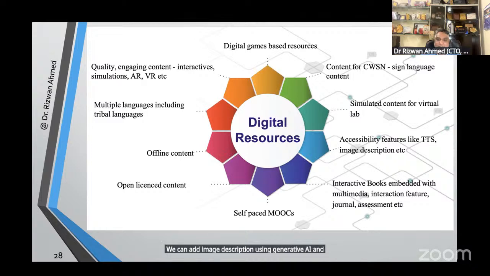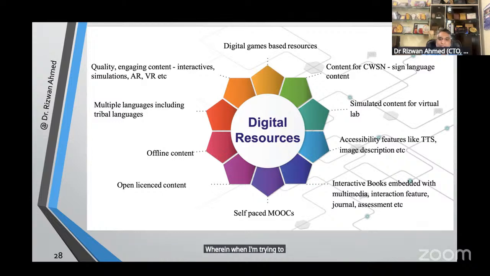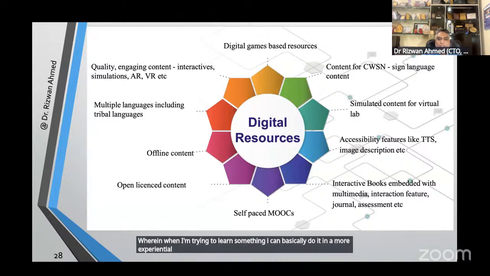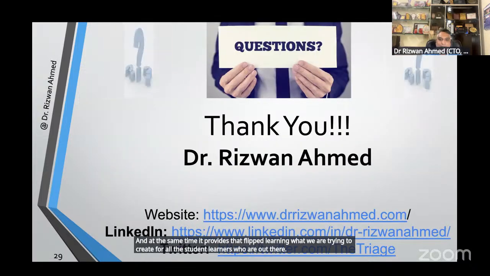And last is digital library, wherein we can have interactive books, wherein when I'm trying to learn something, I can basically do it in a more experiential way. So all in all, you have a lot of ICT technology solutions available, which could be incorporated in a good way to create content which is more engaging. And at the same time, it provides that flipped learning we are trying to create for all the student learners who are out there.